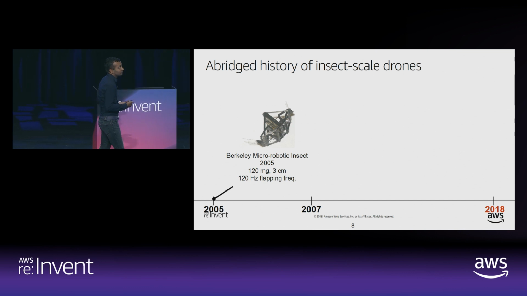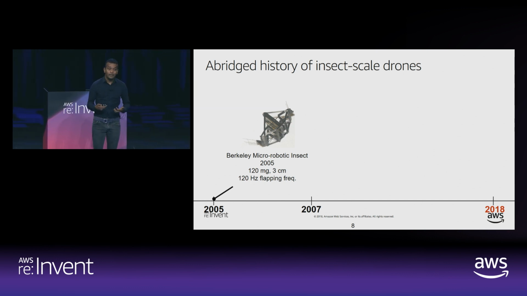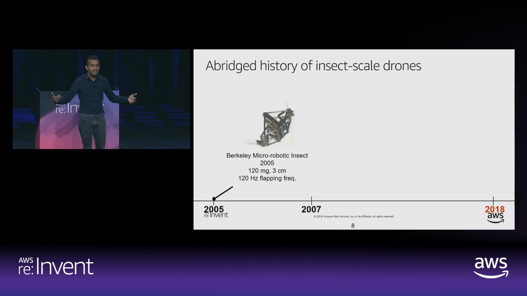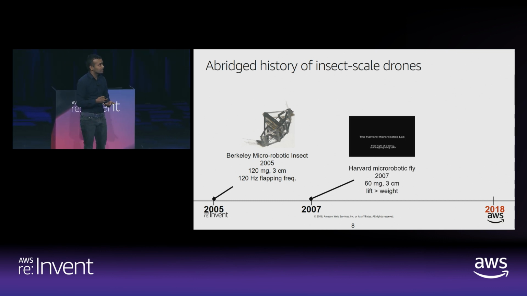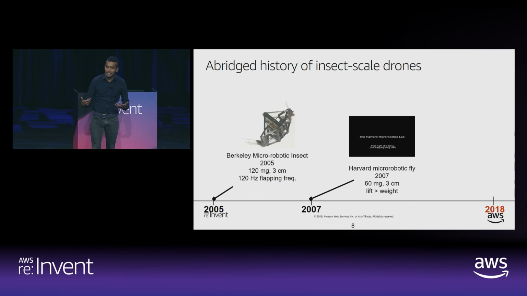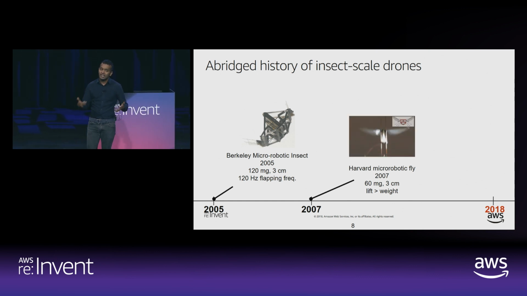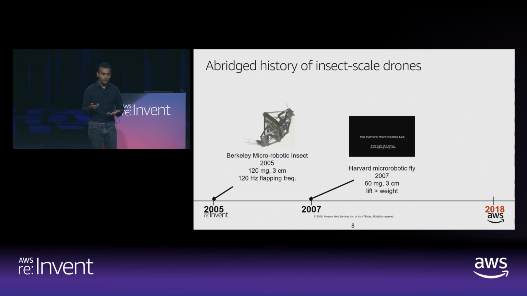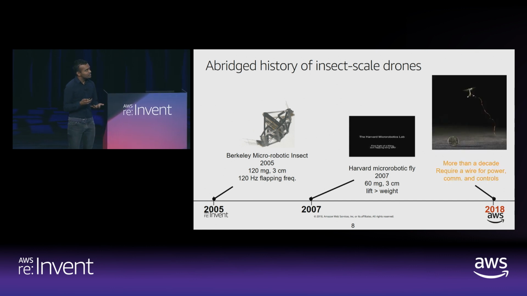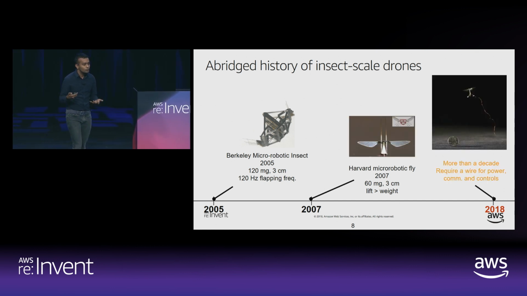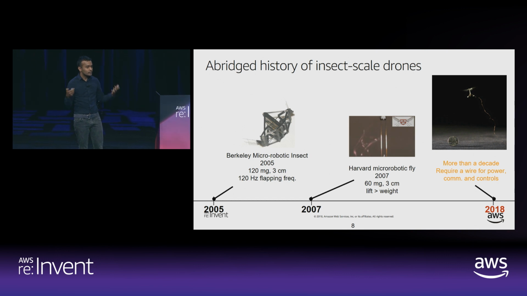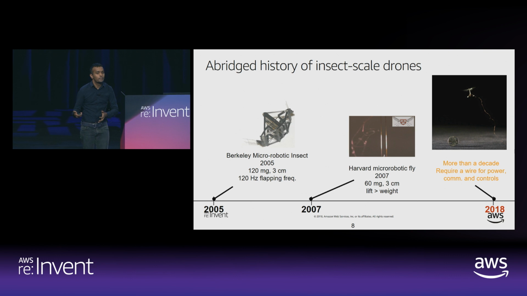In particular, in 2005, Berkeley showed that by using piezo actuators, you can actually try to imitate the wings of a bee. But the problem is that they couldn't get any kind of lift from the ground. So in 2007, Harvard showed that by using the same piezo actuators, by tweaking the designs, you can actually get lift. The challenge, however, is that despite more than a decade of work, if you look at the state of the art, you still need a cable connecting the drone to a ground base station.